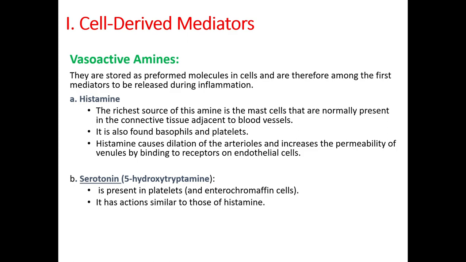We have the histamine اللي هو the richest source of this amine is the mast cell. يطلع من الماست cell, which is normally present in the connective tissue adjacent to the blood vessel. Also found in the basophil and the platelet. It causes شنو الأكشن مالته dilation of the arterioles and increased permeability of venules by binding to receptors on the endothelial cells. We have the serotonin اللي هو 5-hydroxytryptamine. It is present in the platelet and enterochromaffin cell. Also it has an action similar to that of histamine.